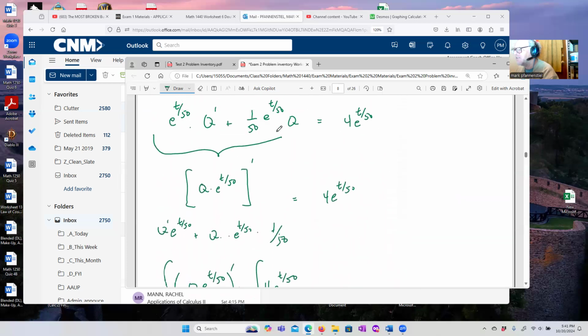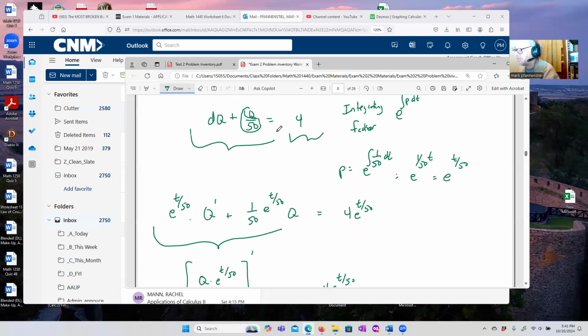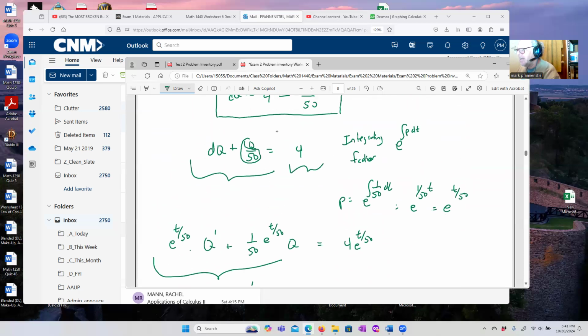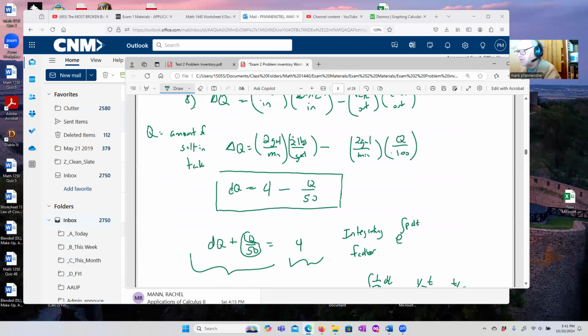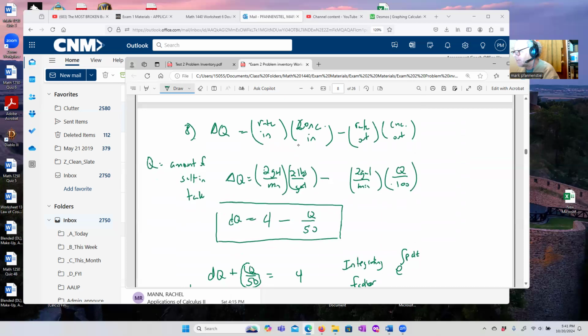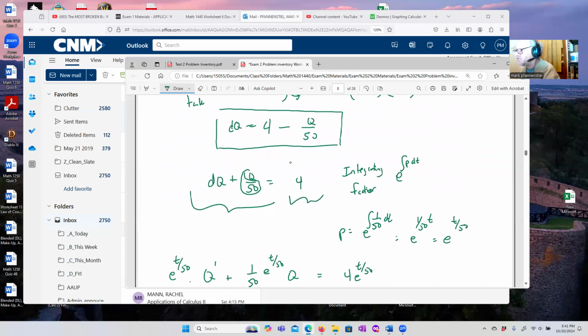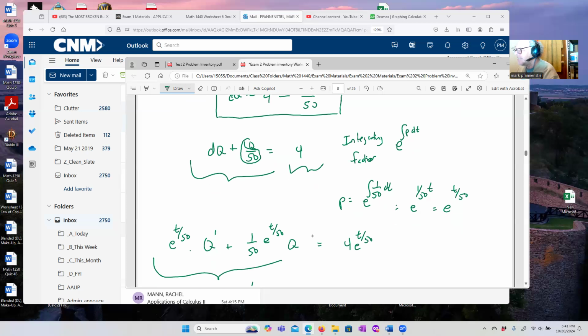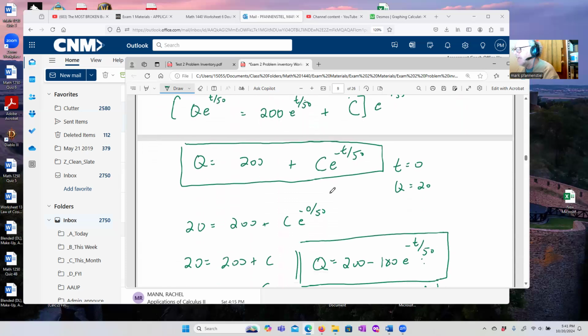On your exams, I'm looking for: Is your setup correct? Did you set up dQ equal to concentration rate in times concentration in, minus rate out times concentration out? Did you set this up correctly? Did you set up your differential equation correctly? Did you set up your integrating factor correctly? Did you find your C? Did you answer all the questions that came after it?